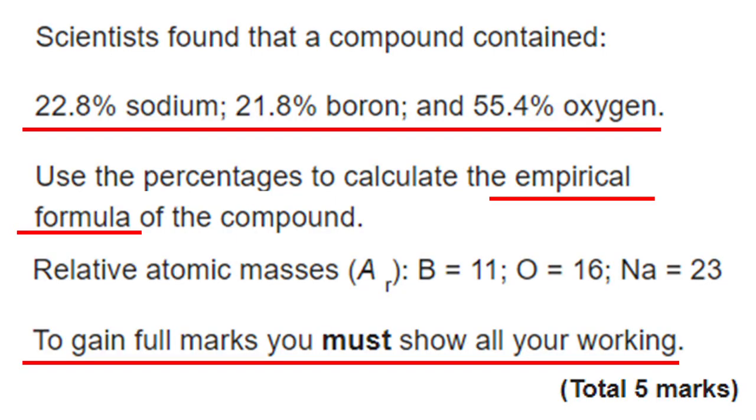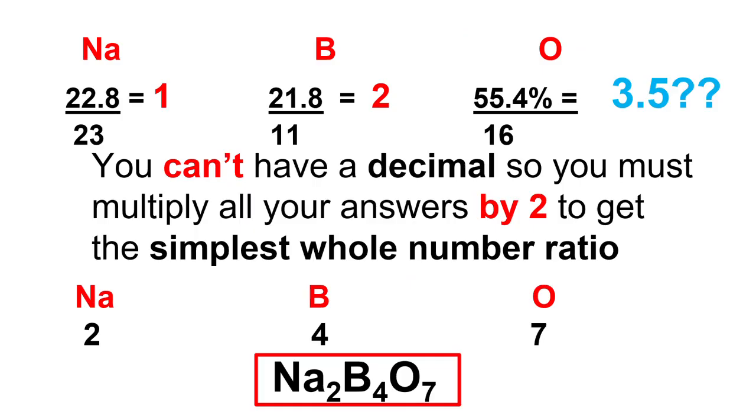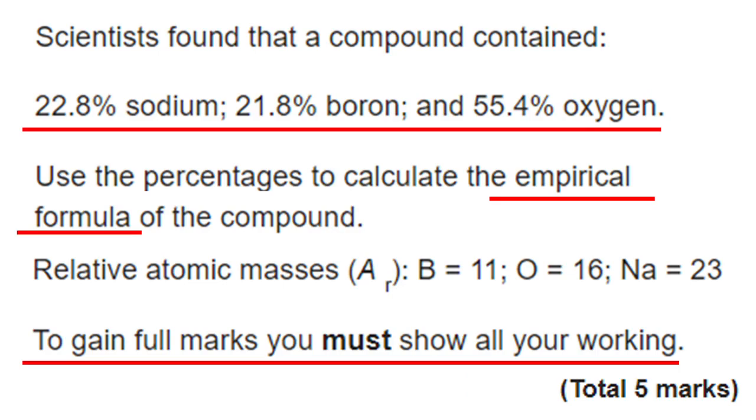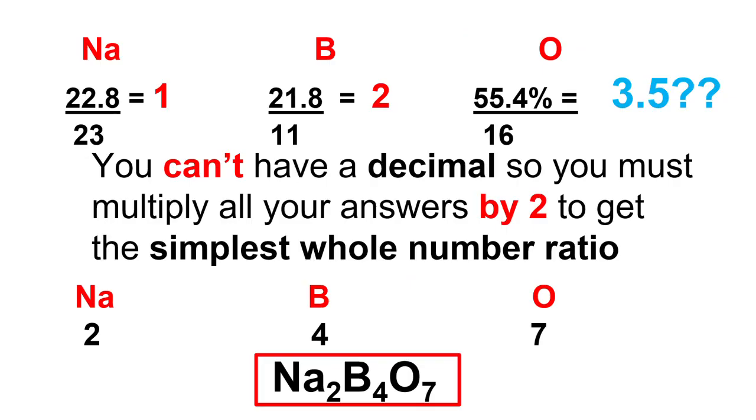You can also do this question with percentages, and here's a 5-mark question, so it is going to be a bit more difficult, but as you can follow the numbers, it's not that hard, okay? It's going to be 22.8 divided by 23, 21.8 divided by 11, and 55.4 divided by 16. Now when I do the last one, I get 3.5. You cannot have a decimal. If you end up with a decimal, you have to multiply everything by 2. You have to double everything up.